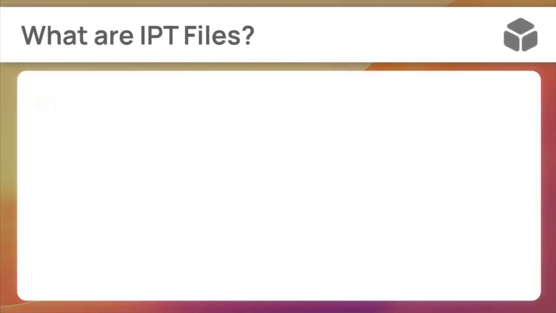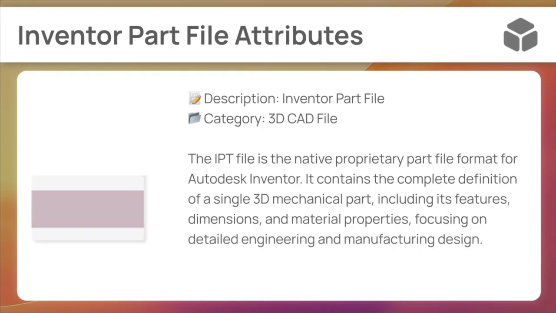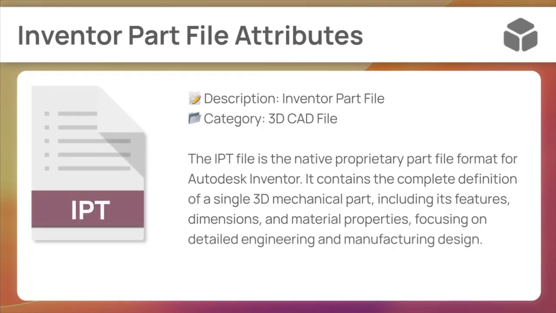The IPT format is widely known and distributed as a member of the 3D CAD file family. The Inventor Part File provides the backbone for the data structure. The IPT file is the native proprietary part file format for Autodesk Inventor. It contains the complete definition of a single 3D mechanical part, including its features, dimensions, and material properties, focusing on detailed engineering and manufacturing design.